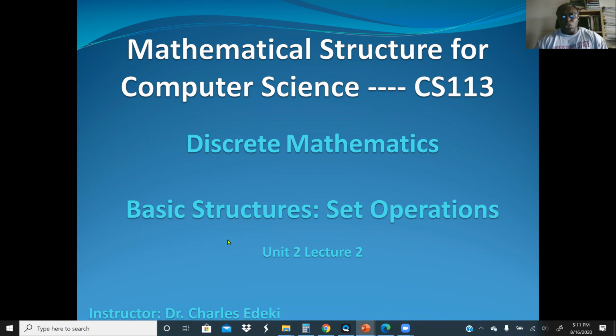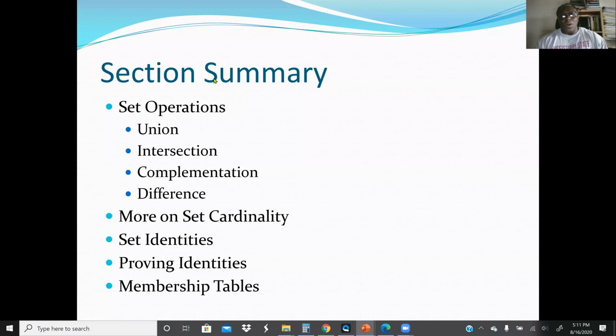So in these lectures, we're going to continue with our set topic. In the previous lectures, we discussed the definitions of a set and some of the set properties. In these lectures, we're going to cover the set operations. Our main objective is to go through the set operations: union, intersection, complementation, and difference. Then we also go through the set cardinality.